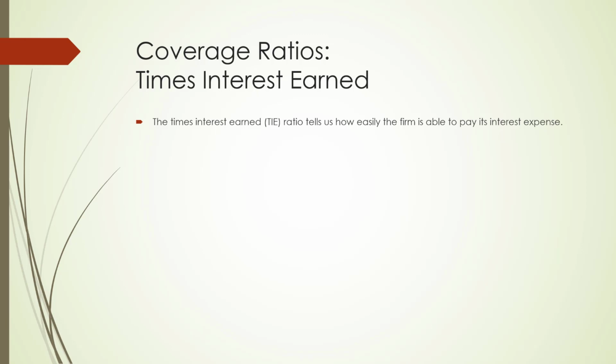And this is simply going to be EBIT, which is the money available to pay interest expense, divided by interest expense. So if you think about an income statement, essentially you have sales minus operating expenses gives you EBIT, and then from EBIT, you subtract interest expense. So in some sense, EBIT represents the amount of money that's available to pay interest expense.